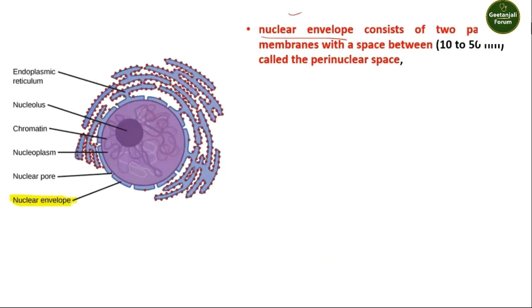Nuclear envelope consists of 2 parallel membranes. There is a nuclear envelope surrounding the nucleus, this one. It has 2 parallel membranes. This one is the inner membrane and this is the outer membrane. So these are 2 membranes here. There is a space present between these 2 membranes. You can see here, this is the space between them. It is a 10 to 15 nanometer space. This is called perinuclear space.